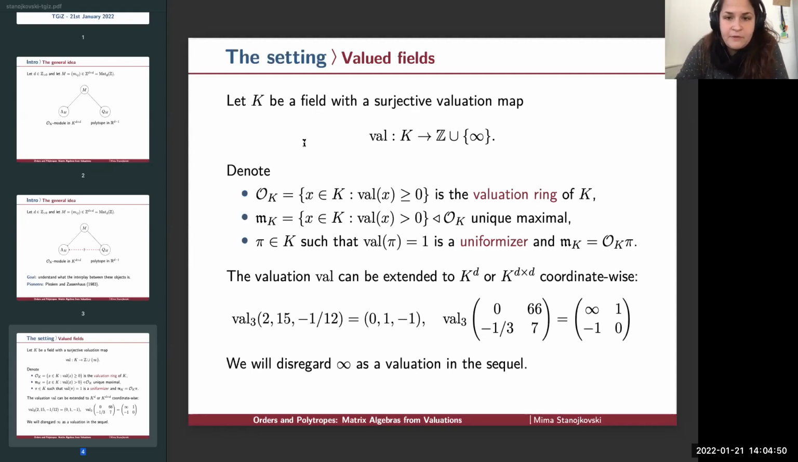And once we have a valuation on K, we can also extend it to any vector space or matrices over K. We do this entry-wise. And here at the bottom of the slide, you can see that I wrote, we will disregard infinity as a valuation in the sequel. What I mean by this is that, if you remember, we started with the matrix M with integral coefficients, and you should think of M as a matrix of valuations. So something like this, though M does not allow infinity. This is just one thing to keep in mind. So this is the last slide in which we see infinity.